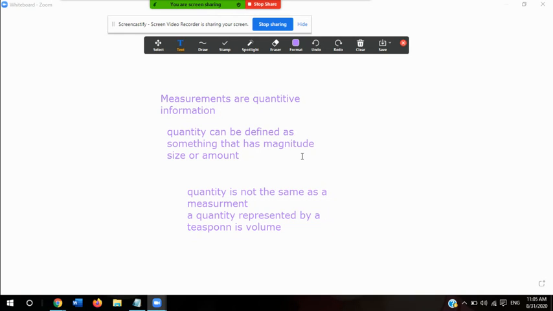It says the teaspoon is a unit of measurement, while volume is a quantity. So a teaspoon is a unit of measurement and volume is a quantity. That's also important to understand. A teaspoon is a unit of measurement, while volume is a quantity.